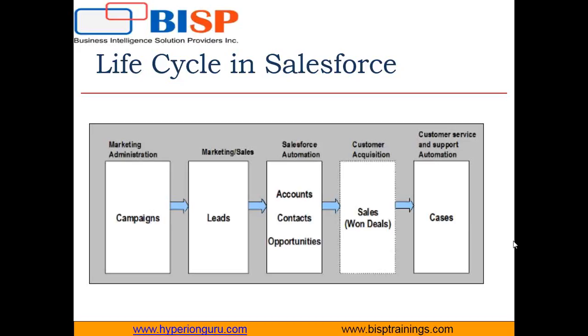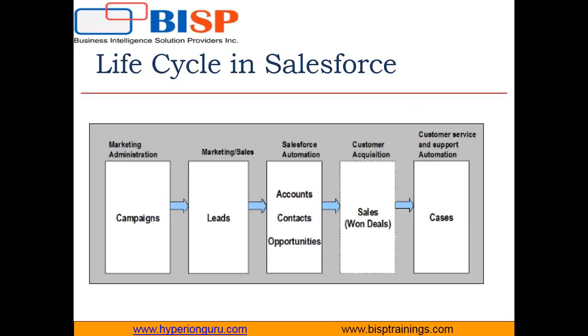Once the leads get converted into an opportunity, the next stage is customer acquisition, and in terms of sales the opportunity will be closed as won. If the opportunity is closed as won, it means that the company makes a profit, or they got the business. And the final stage we have is cases. After the product is sold to the customer, if any issues or problems are registered by the customer, they will be handled by customer service and support automation.